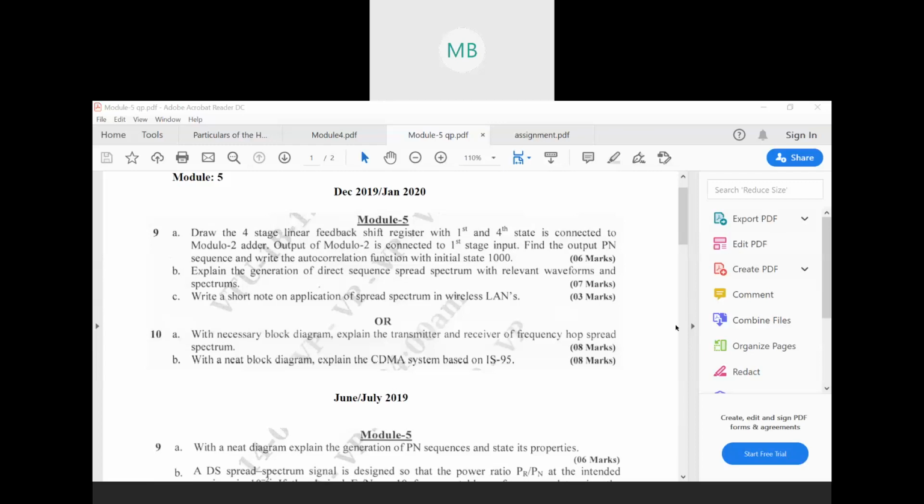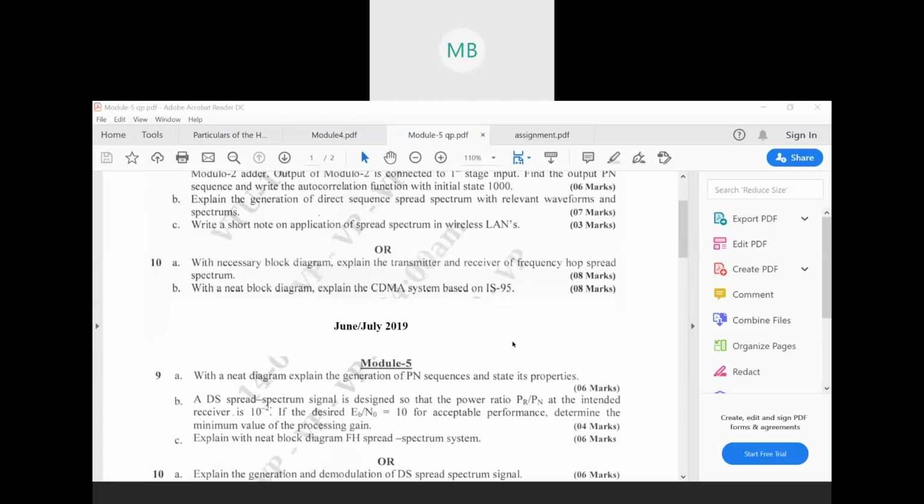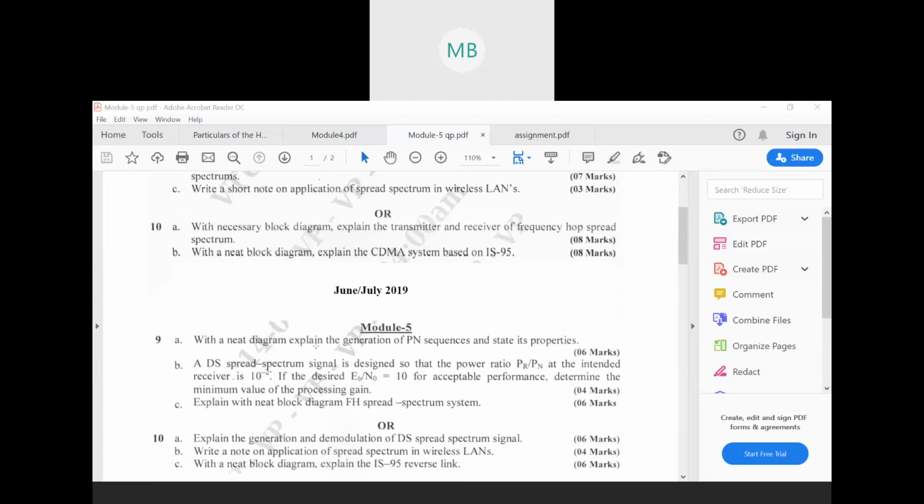So these are very important differences. Please remember it. Okay. Next, June-July 2019 question paper. With the neat diagram, explain the generation of PN sequence and state its properties. So draw the simple block diagram of PN sequence generator with 3 or 4 flip-flops, and then explain the operation.